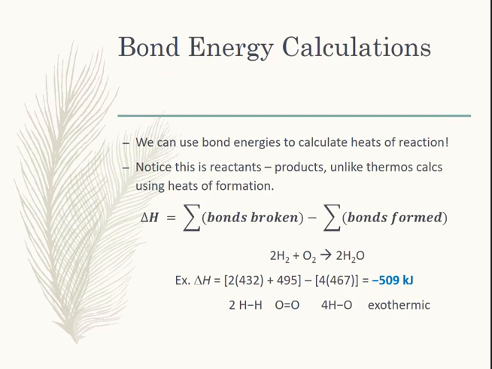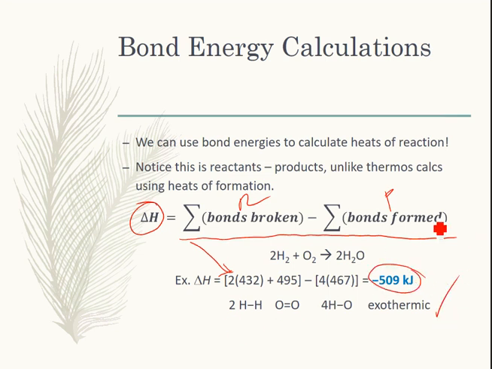Then it's also important that we understand how bond energy can be used to calculate delta H in a reaction. We will use tabular data, or data from tables, to find the bond energy of hydrogen, oxygen, and water, and then we would use this formula: the sum of the energies of the bonds broken, which would mean reactants, minus the sum of the energies of the bonds formed, which would be products, to determine the overall delta H of this process.